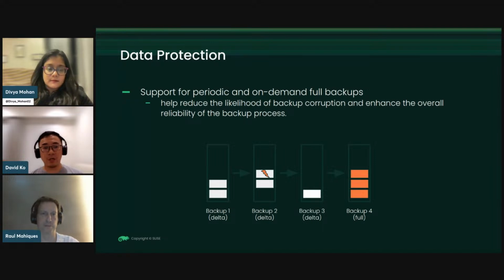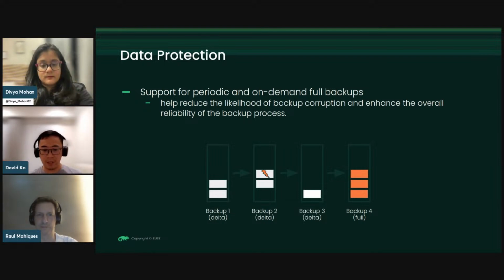Data protection. Okay, we support periodic backup. Before 1.6, it was delta incremental. So if you look at the chain, when you do backup one, backup two, or backup three, you always do a delta.